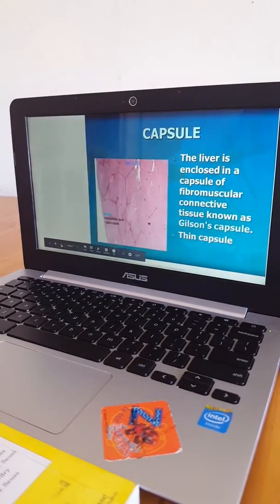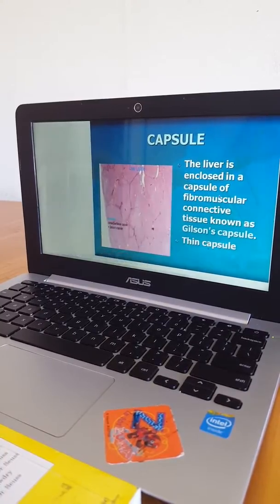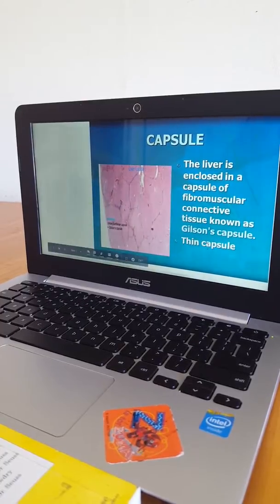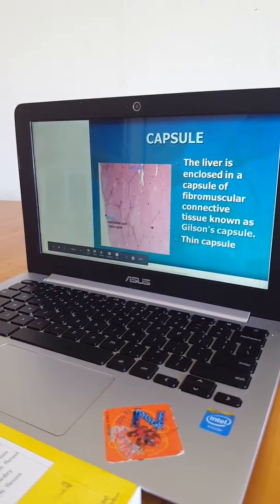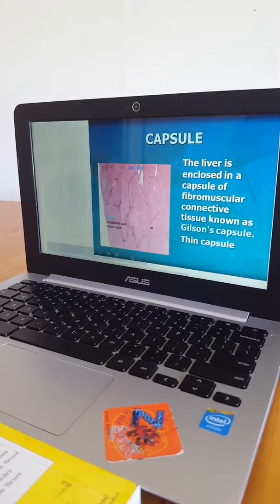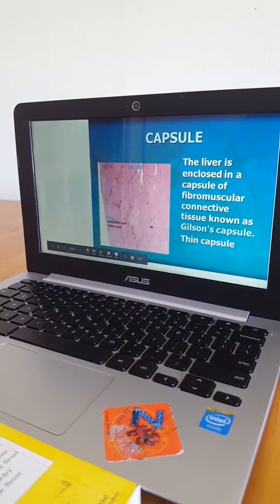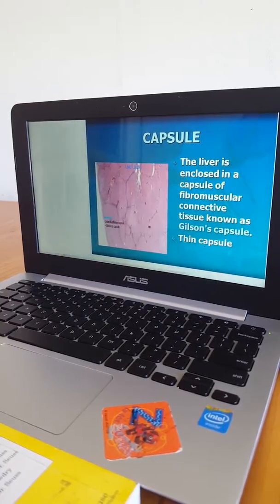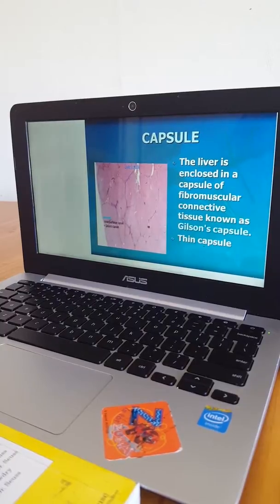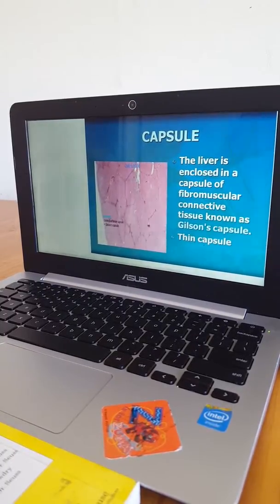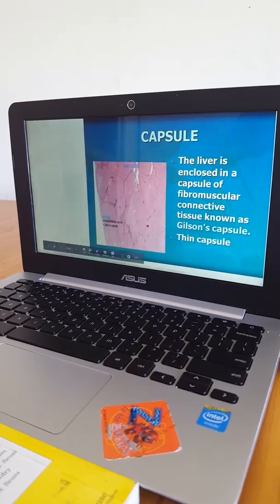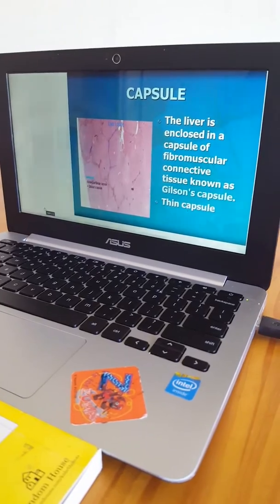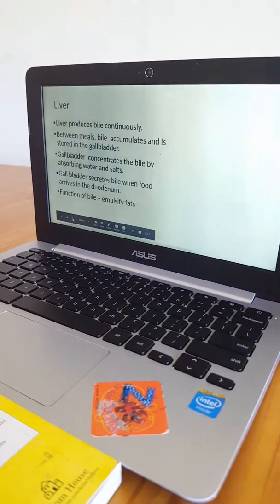Next slide. The liver is enclosed in a capsule of fibromuscular connective tissue known as Gilson's capsule, MCQ. It is a thin capsule encapsulating the liver. You can see there are multiple blocks of liver. These are roughly hexagonal units. Every unit is the hepatic unit, which has a function. It's more detailed in the histology topic, but then we will go through the slides.